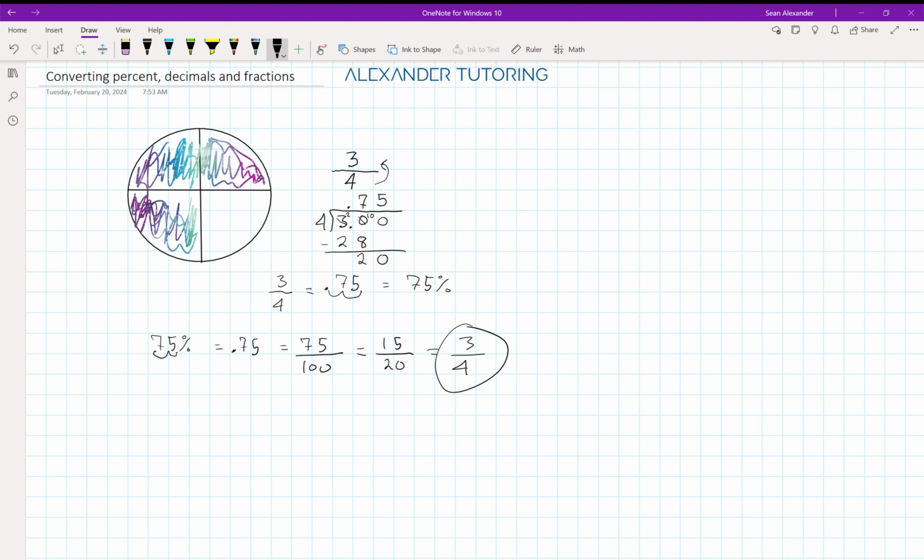So in this example, we started visual. We changed a visual into a fraction, changed that to a decimal, changed that to a percent, and then did the whole process backwards. So that should cover every iteration of converting from decimals to percents to fractions possible.